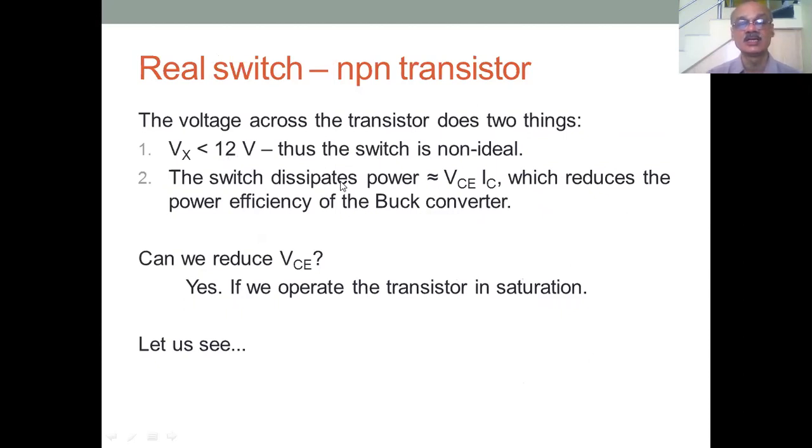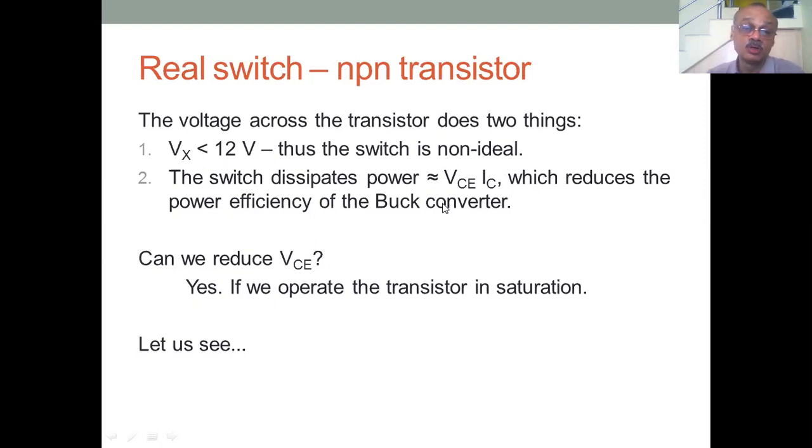The other is that because this voltage is less than 12 volts, VCE is not 0, and therefore there is power consumed by the bipolar transistor. So when the buck converter is operating, some power is lost in the transistor, and this reduces the overall power efficiency of the buck converter. This is of course not good, but one lives with it because there is no other choice.